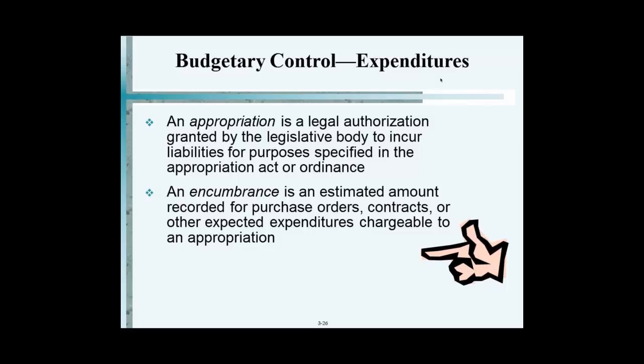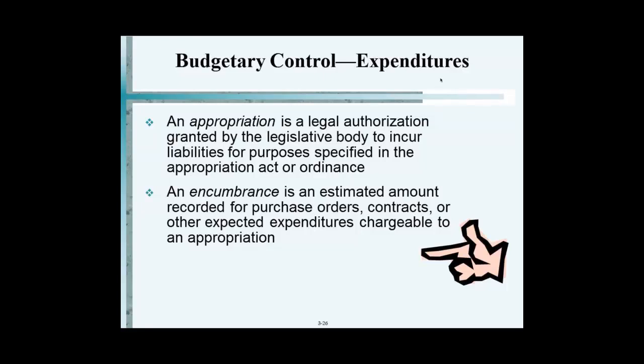What would happen if there was no way to control the amount of purchase orders being sent out? You'll overspend. So what is the rule, and this is what makes governmental accounting different from all other accounting: whenever you purchase an item, you have to go through the encumbrance system. When I cut the purchase order, before I can send it, it gets recorded as an encumbrance, as a commitment against the free balance I have.